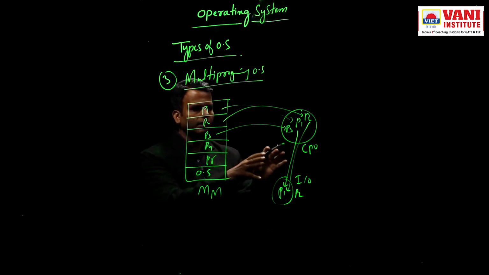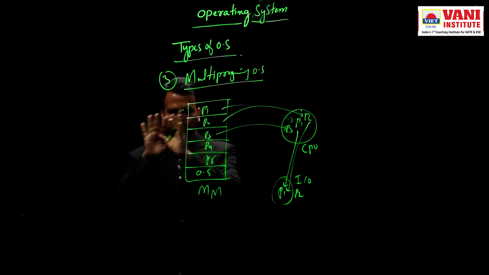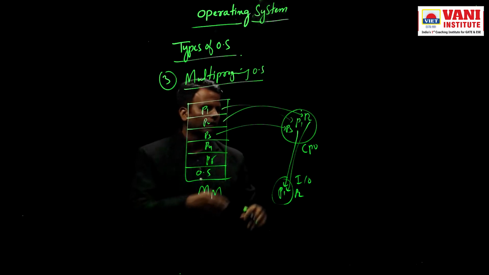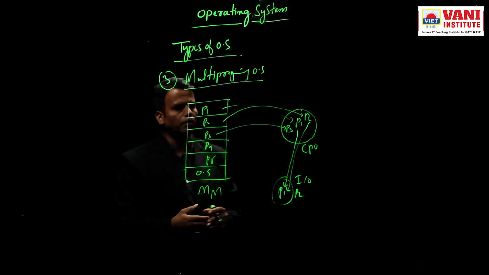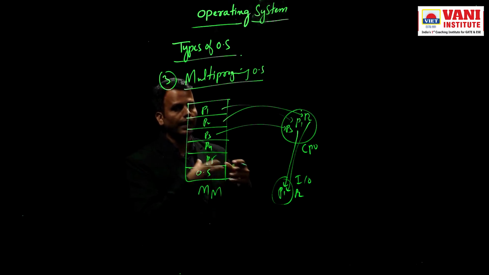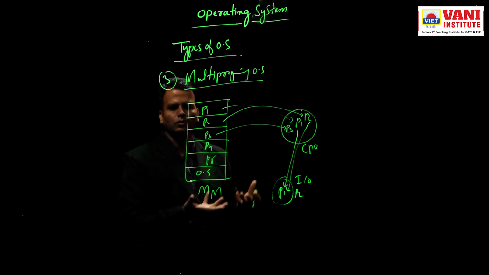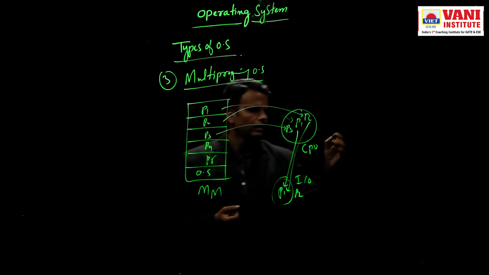So what is the advantage of this approach as compared with the previous one? Very simple, because in this multi-programming operating system, we are keeping the CPU as busy as possible. If you are keeping the CPU busy, what will it affect in turn? Definitely throughput will increase.